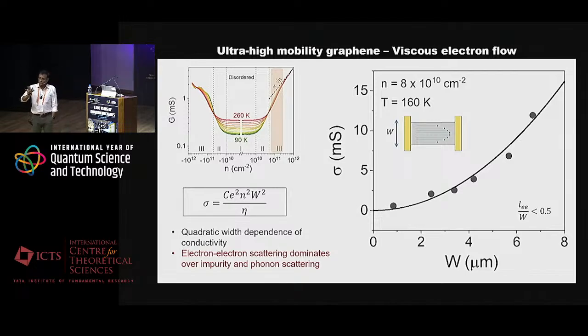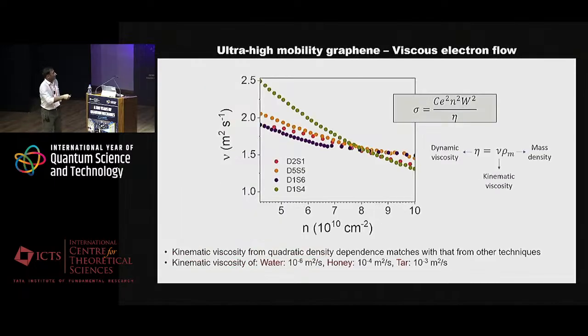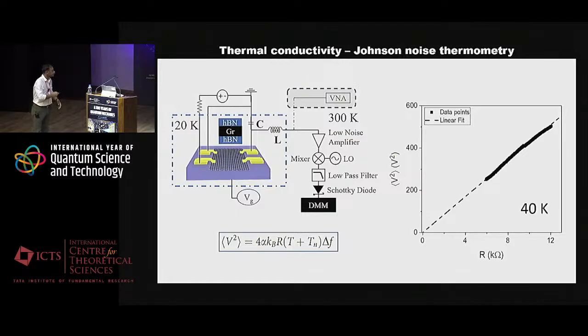The purpose of showing this part is to establish the fact that electron-electron scattering indeed dominates in our system over the impurity and phonon scatterings. And the viscosity that you get is a kinematic viscosity as a function of density. It's on the order of 1 meter squared per second. This is typically what has been observed by other groups in the world as well. And what is interesting is that you can see the viscosity is relatively device independent because it is primarily determined by the distance between electrons rather than the details of the materials per se.